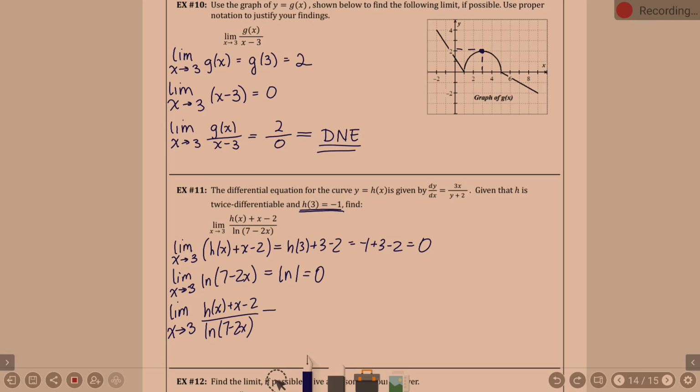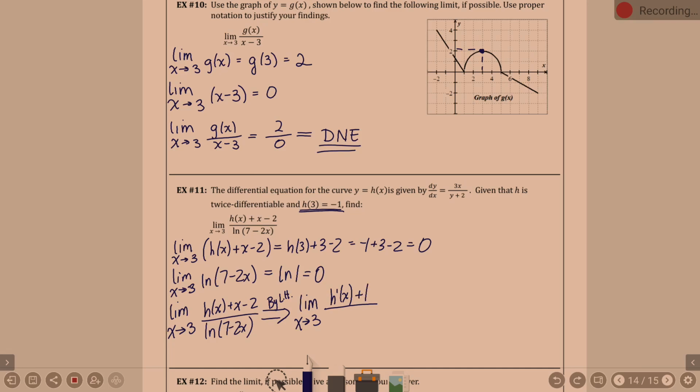So by L'Hopital's, the limit as x approaches 3. Okay. What, oh what, is that derivative in the numerator? H prime of x plus 1. Derivative of h of x is h prime of x, plus the derivative of x is 1, minus the derivative of 2 is 0. Denominator.